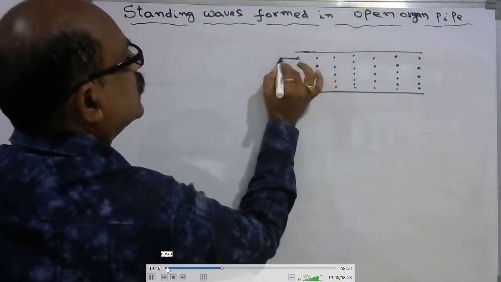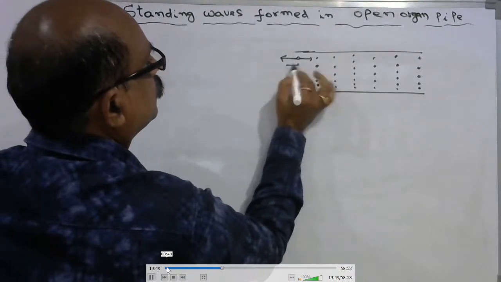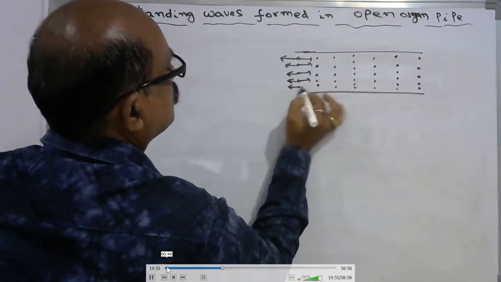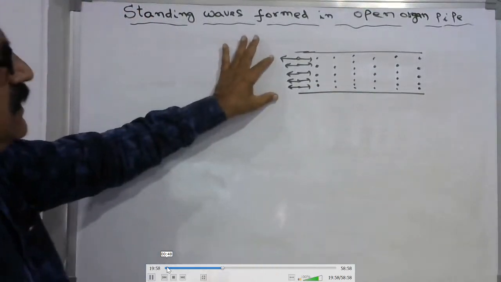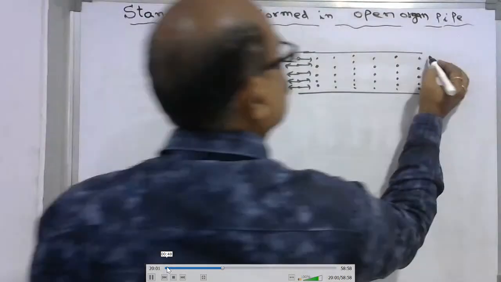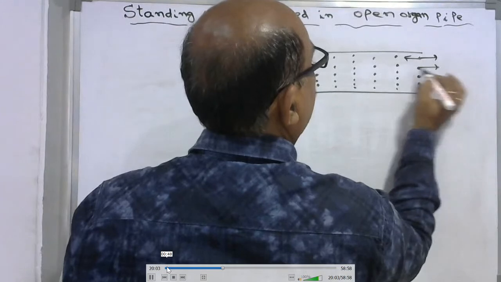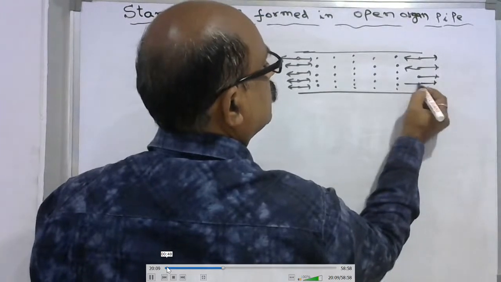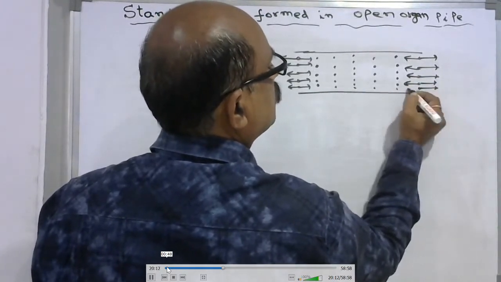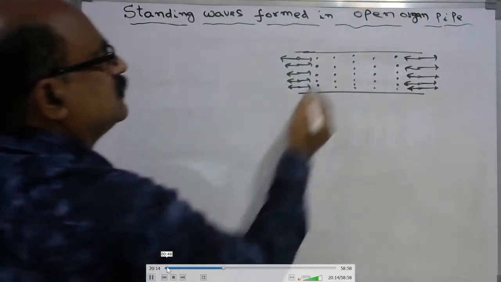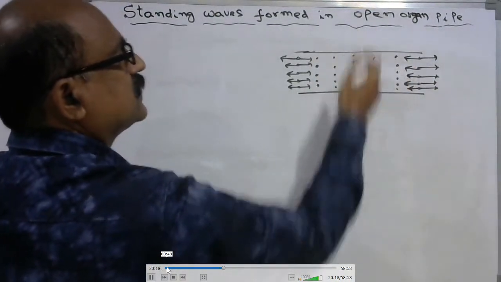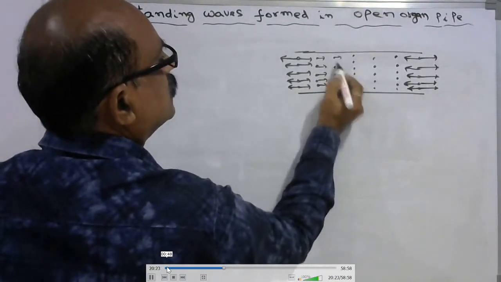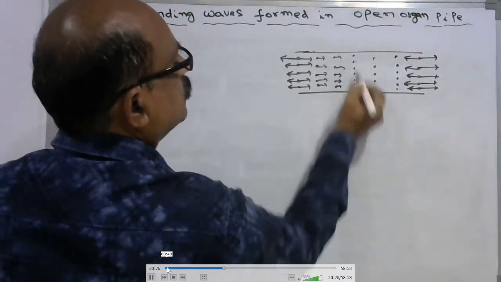Now the degree of freedom here is more, and it vibrates with the maximum possible displacement. Hence, at the edge it forms an antinode. Similarly, here also it forms an antinode, and the degree of freedom is more at the open end, so it vibrates with the maximum displacement. And when you go towards the center of the pipe, the displacement decreases and finally becomes 0.